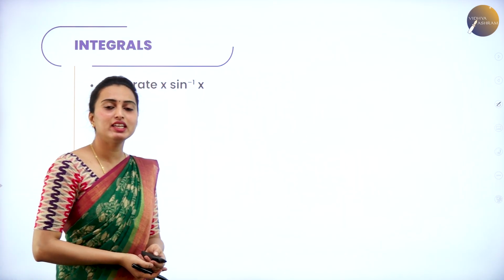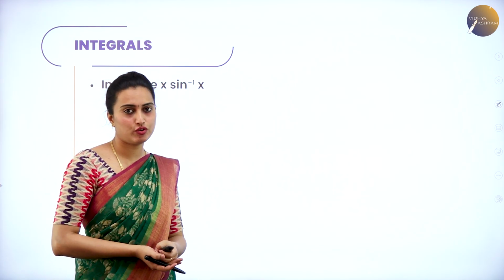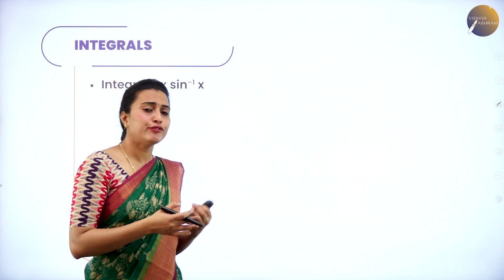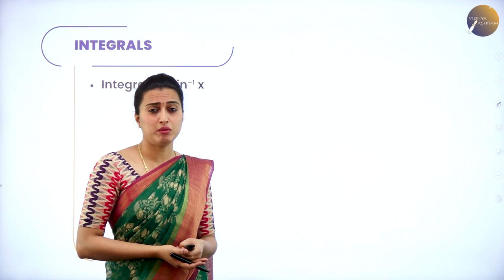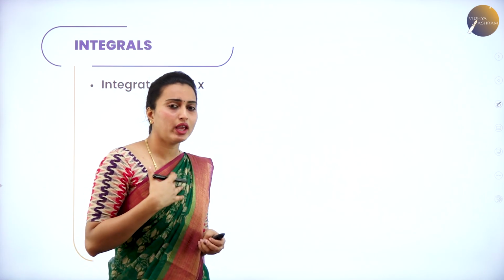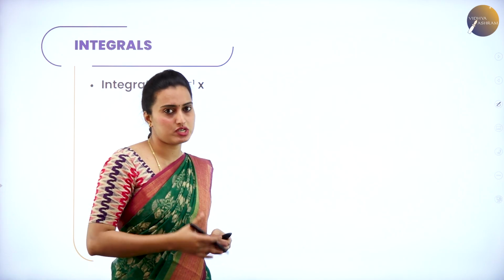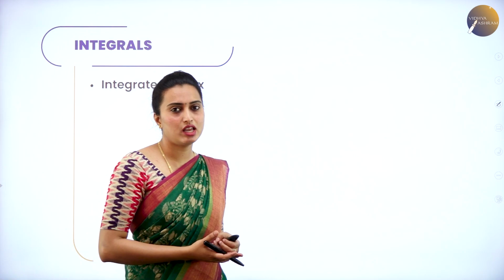Here let me integrate the next function what they have given, integral of x into sine inverse of x. Dear students, here if you take it as sine inverse of x integration, it is 1 divided by root of 1 minus x squared. It is very complicated when it comes to the integral part. So what I'm going to do, I'm going to make the substitution method here. So what is the substitution? I'm taking it as, let sine inverse x is equal to theta.